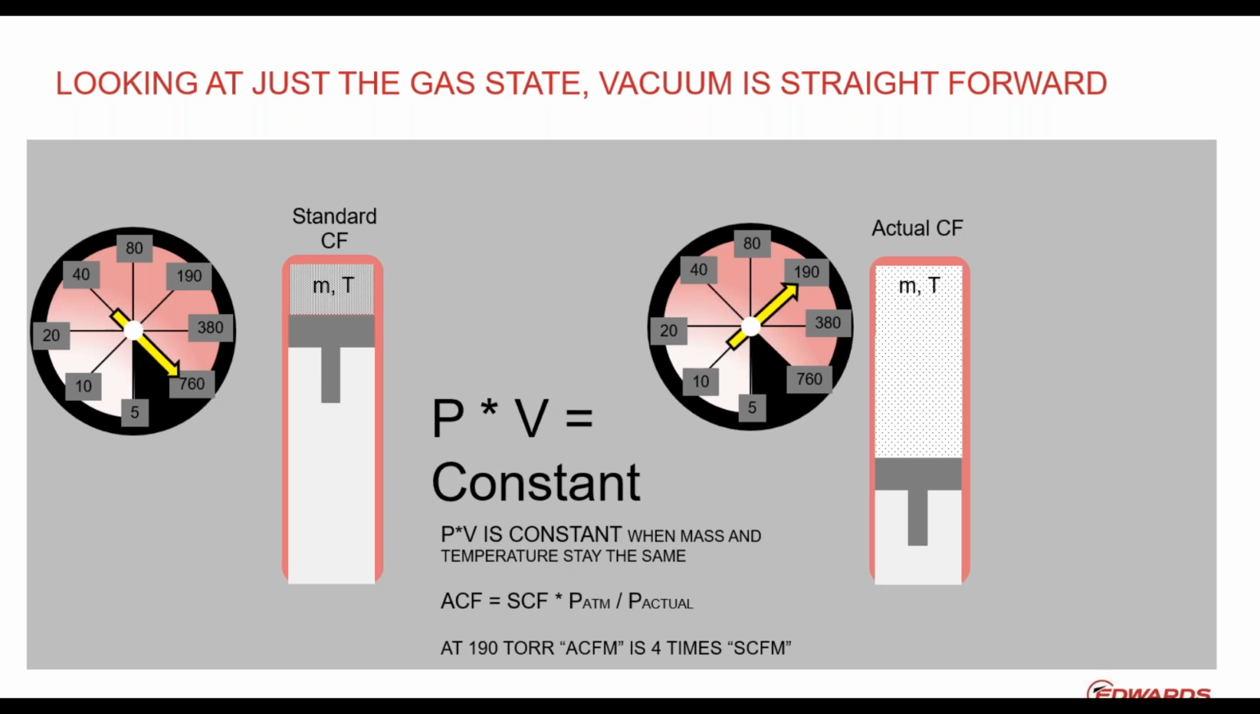And it's the fundamental difference between standard cubic feet and actual cubic feet. So standard cubic feet is obviously standard conditions, atmospheric conditions, constant mass and temperature. The actual cubic feet in this case, and just in this simple case, is actually 4 times the standard cubic feet, obviously. That's very straightforward, and that's what usually vacuum is being taught about.